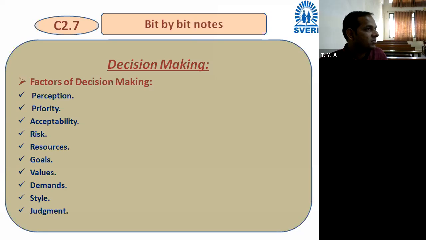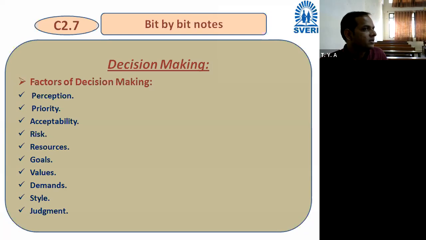Then styles. Whatever style people have, they take decisions and say, yes, I have decided this, without taking anyone else's opinion. So most of the time people take decisions alone, but you should take opinion from somebody. So styles of leadership, one of the topics is there in the next chapter. There we'll see various styles of people. So this is also one of the important factors.